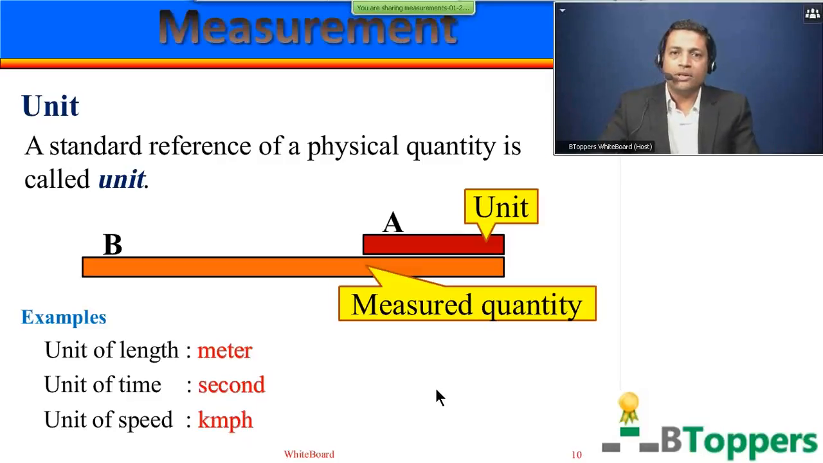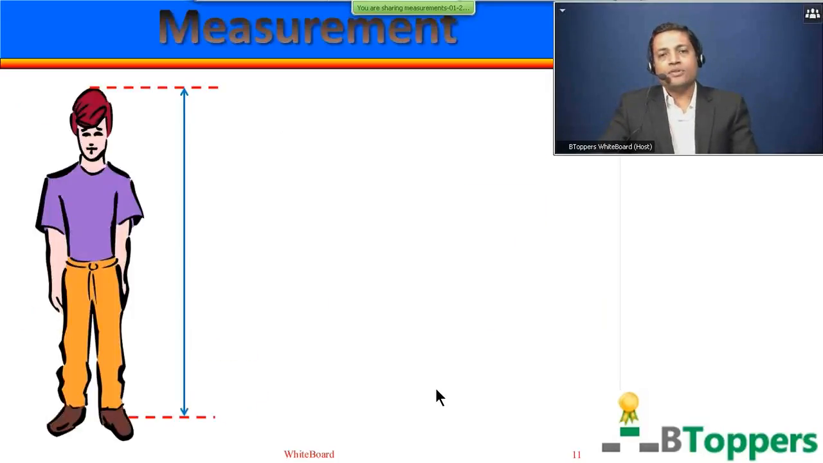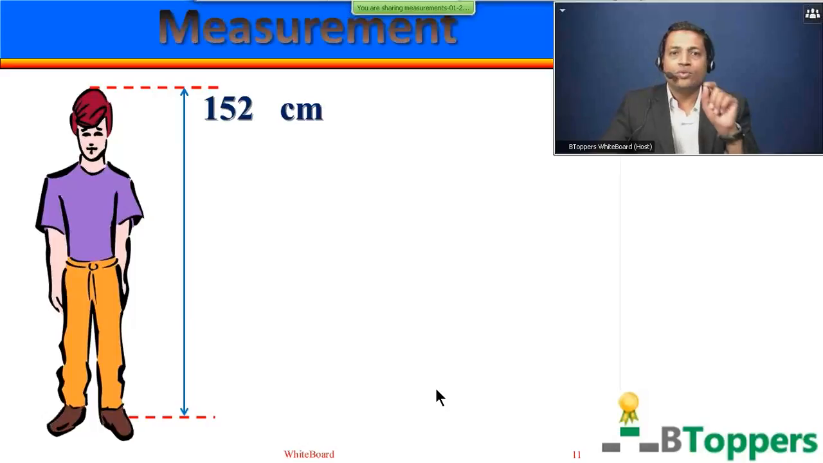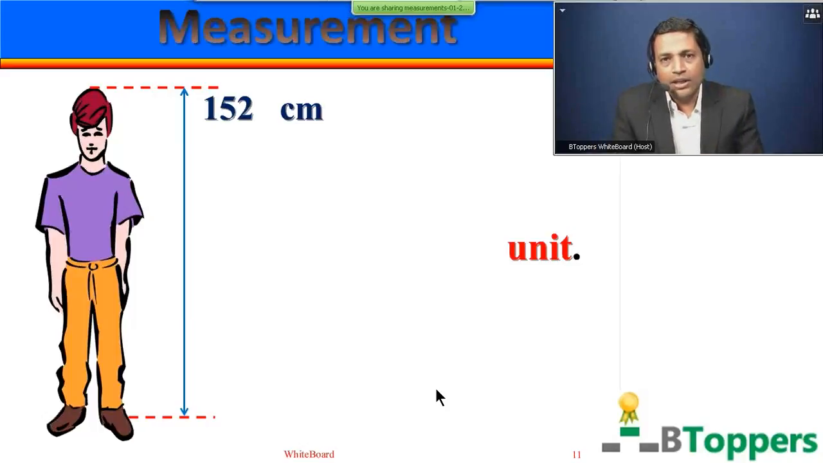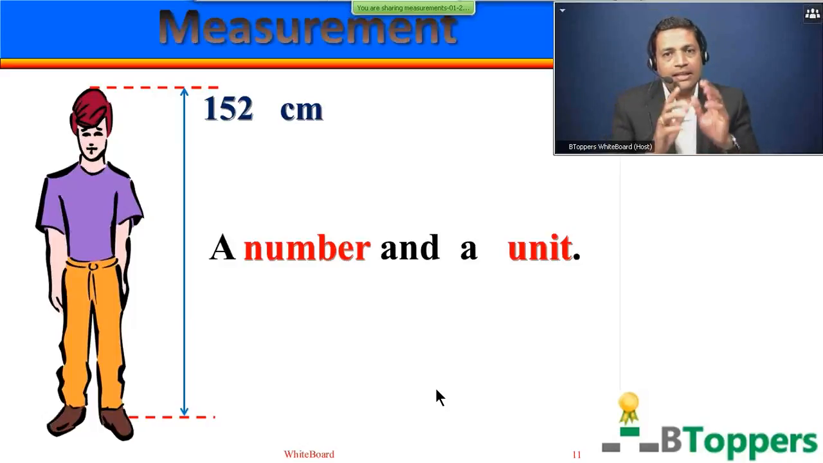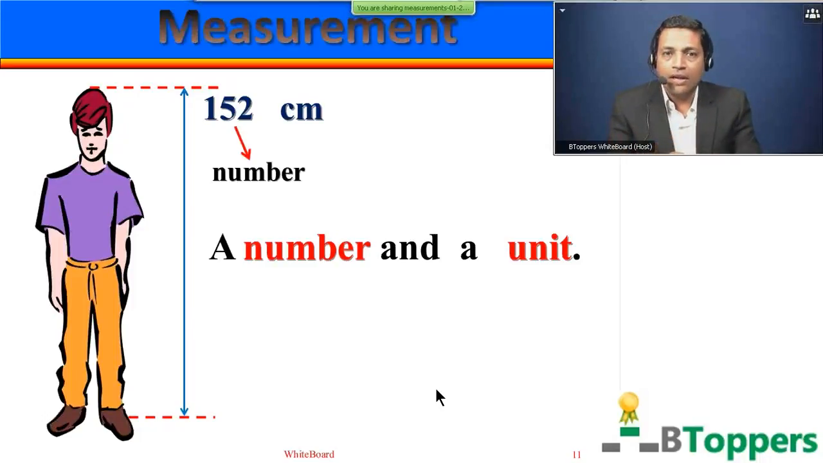Let us take up one more example to understand this. Suppose you have to find out the height of a person in your class. And suppose the value given to you is 152 centimeters. What this means is that in this measurement, you have a number and you have a unit. So this 152 is the number and centimeter is the unit.